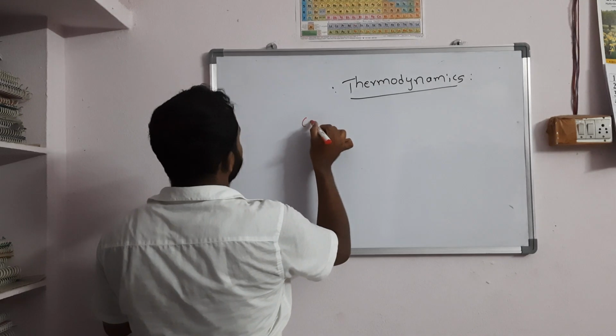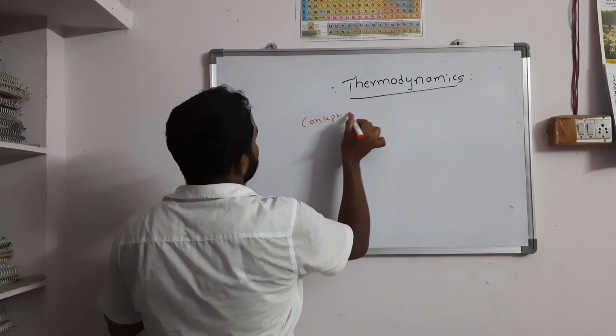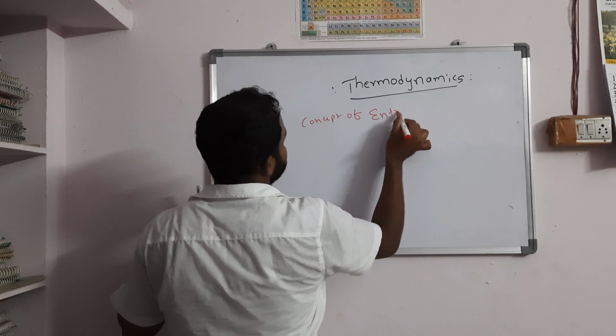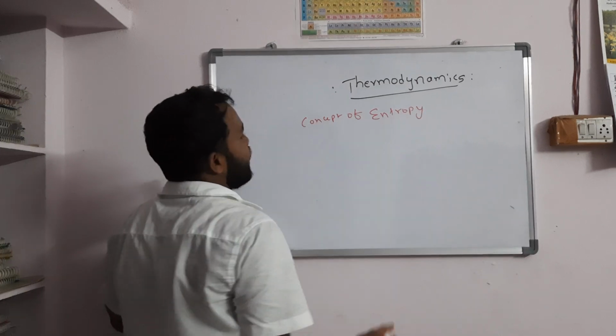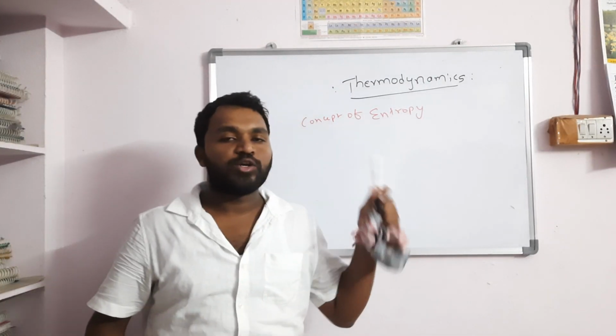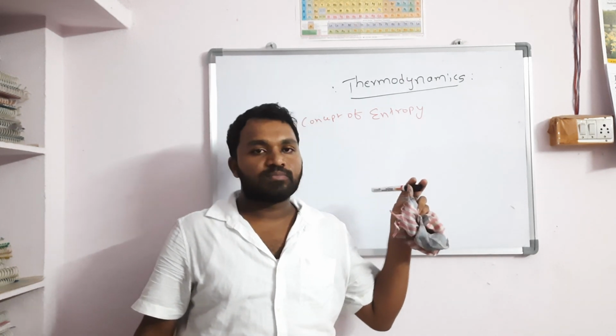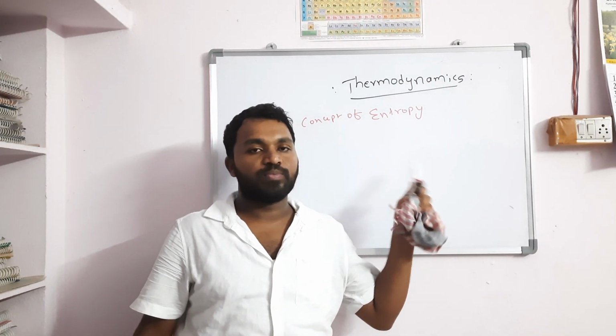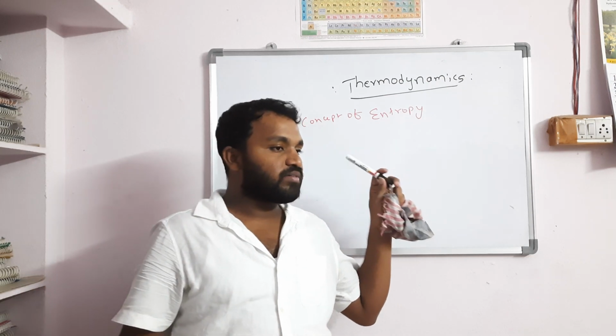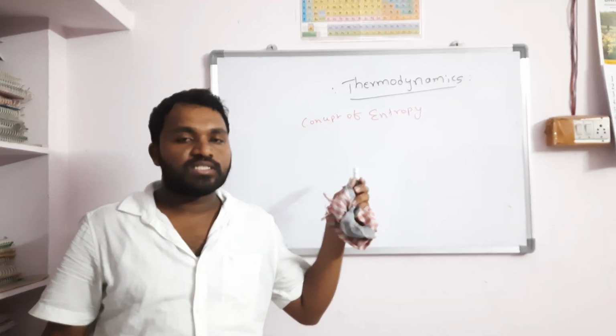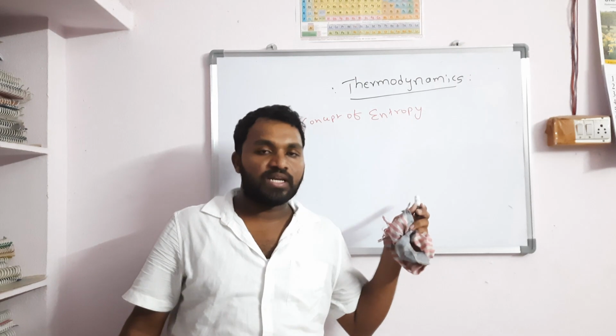concept of entropy, and entropy is a function of V and T. Entropy is a function of P and T. Entropy for spontaneous process, entropy for equilibrium process, and also we have the thermodynamic relations, Gibbs relations, Maxwell relations.